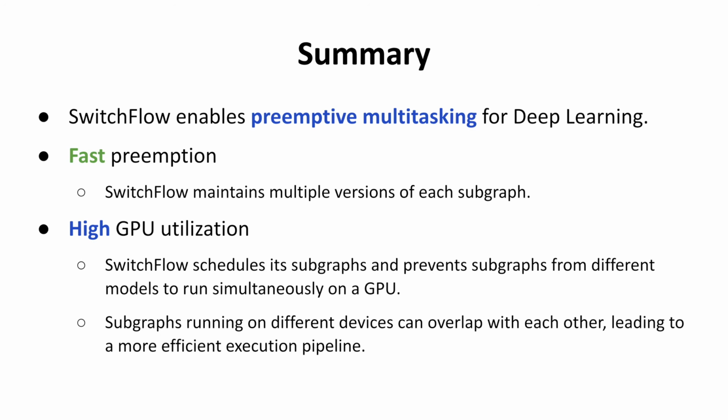SwitchFlow maintains multiple versions of each subgraph. SwitchFlow schedules its subgraphs and prevents subgraphs from different models from running simultaneously on a GPU. Subgraphs running on different devices can overlap with each other, leading to a more efficient execution pipeline.